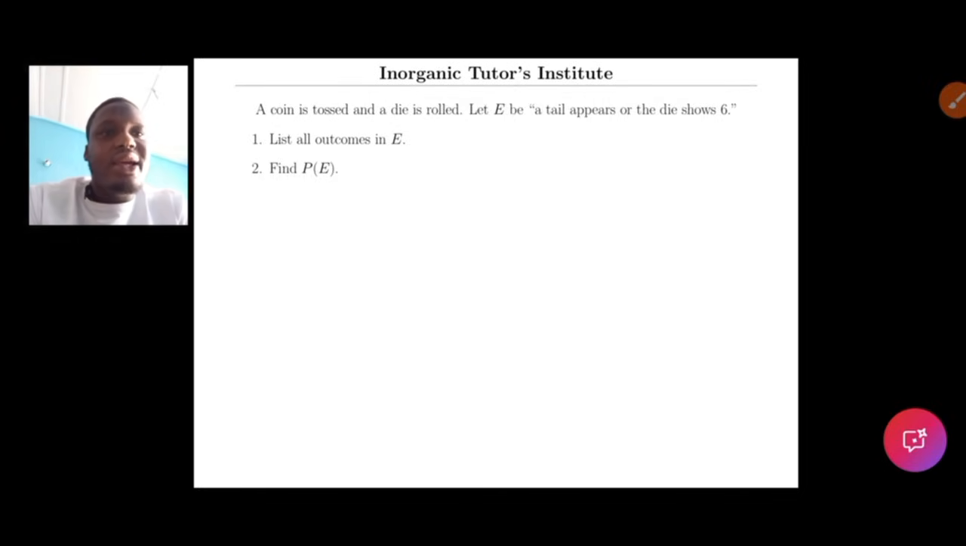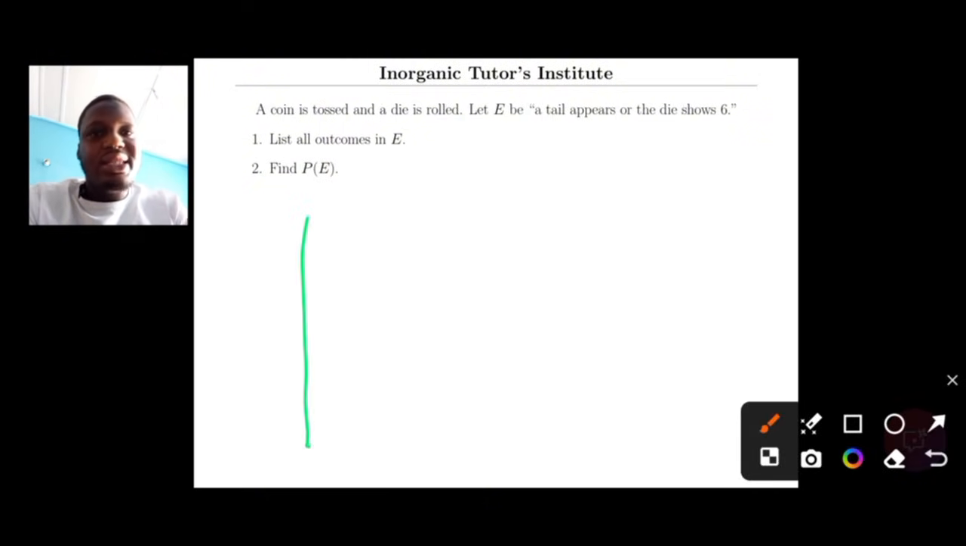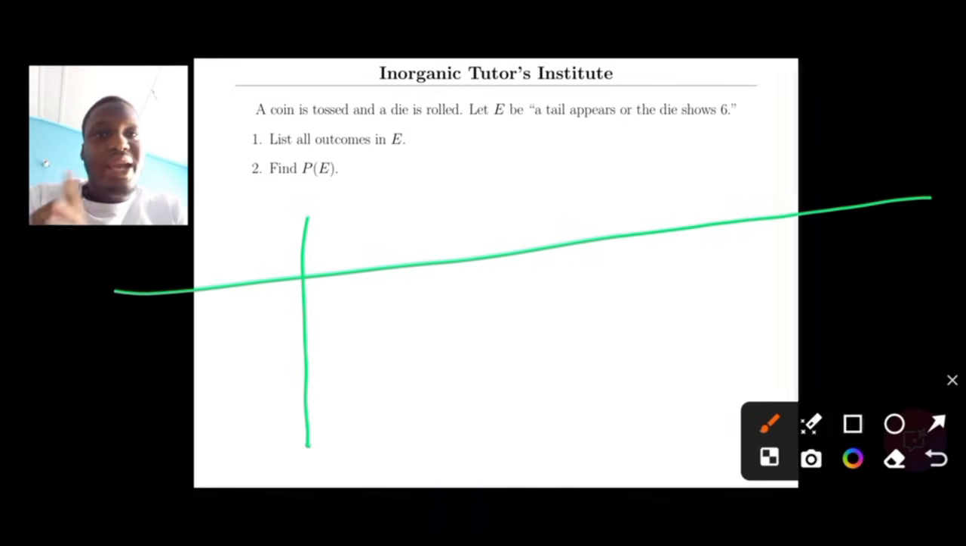Let E be a tail appears or the die shows a 6, which is trying to be technical. But for this particular question, we can list the sample space and that will be easy. And note that both activities are being performed. It's not like the previous one where you can only do the second one after successfully doing the first one. For this, we are doing both.